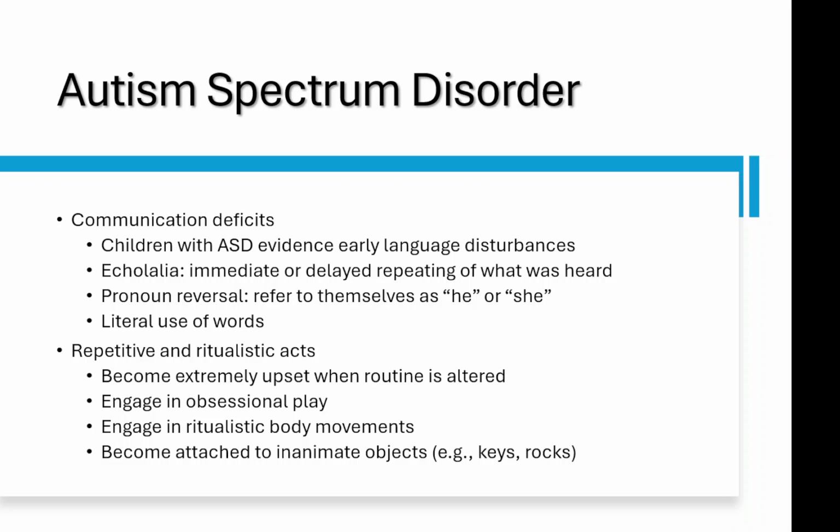Children with autism often experience communication deficits, with early language disturbances being very common. Many children with ASD require extensive speech therapy. One characteristic feature of ASD is called echolalia, which refers to the immediate or delayed repetition of words or phrases that they have heard. Pronominal reversal is a common example where children refer to themselves in the third person using he or she instead of I or me.